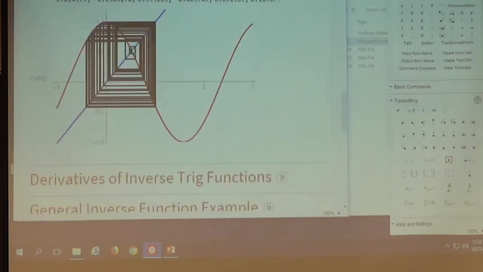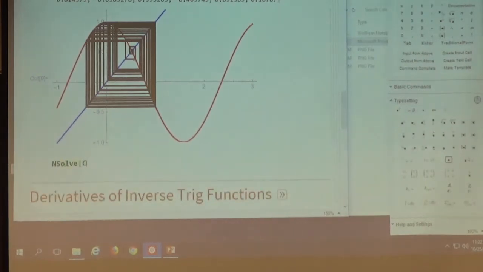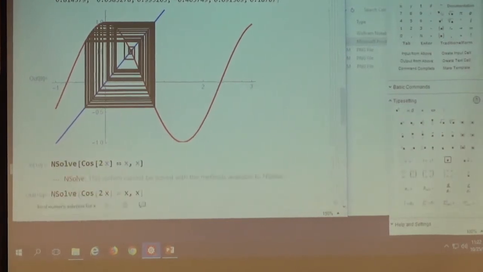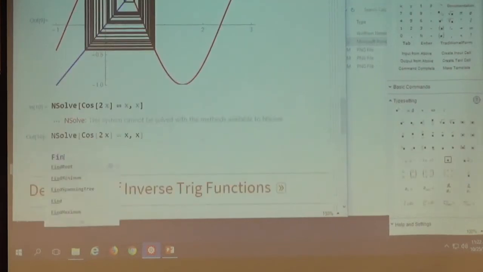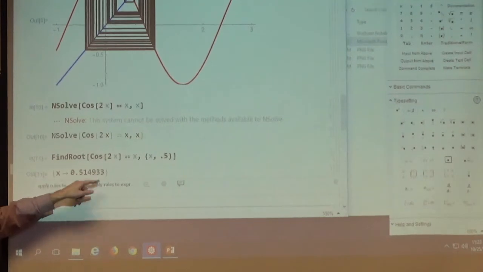Where is it more precisely? You could use NSolve to find it out. NSolve, where is cosine of 2x equal to x? That's the kind of syntax you want to use with double equal signs. It can't do it because it's trying to do it symbolically. Here's a different way to do it. FindRoot, and give it an initial guess. This is kind of like estimating the root on your calculator. The fixed point with this example, cosine of 2x, is pretty close to 0.514933.